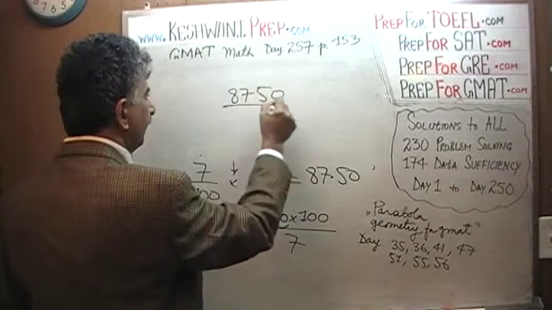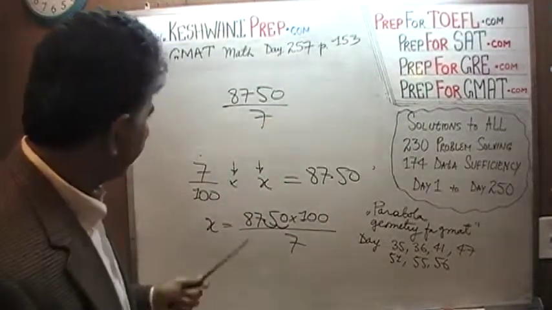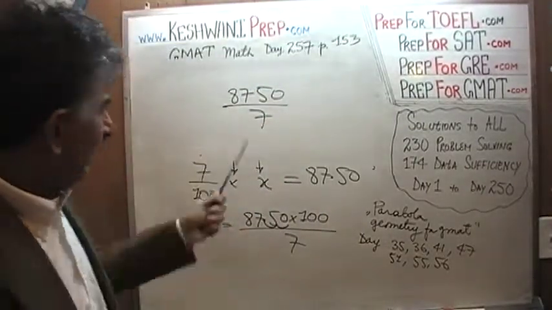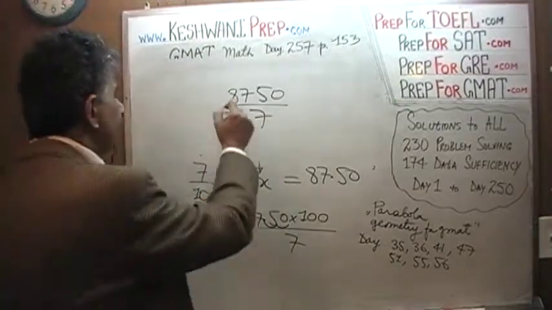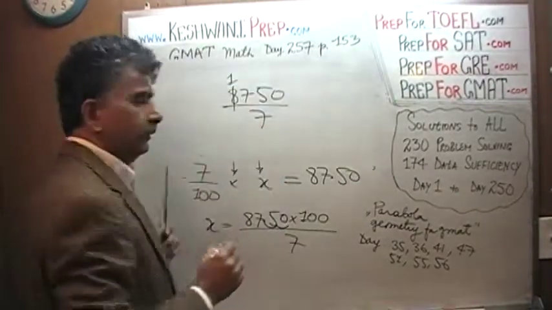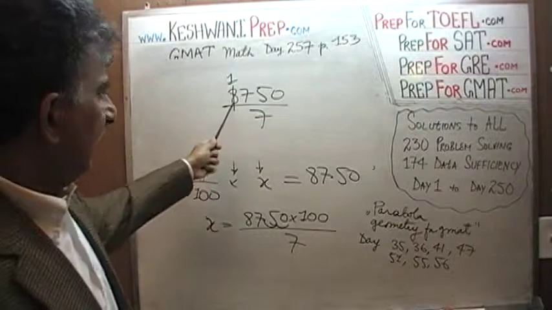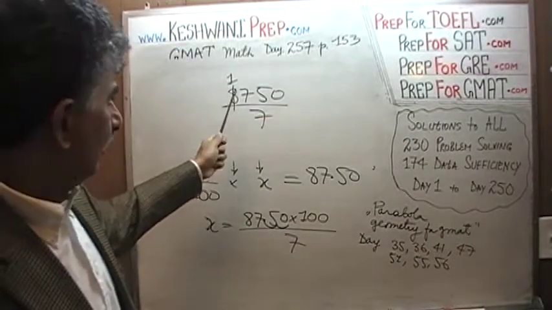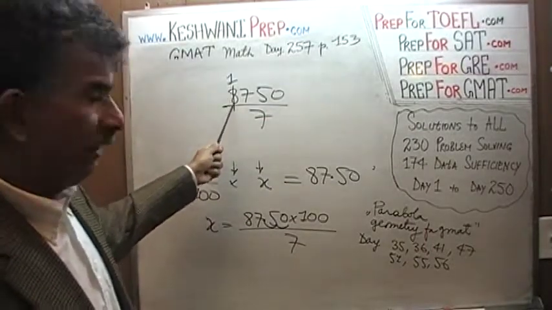$8,750 divided by 7. How many sevens in an 8? 8 has 1 7. Okay, listen carefully. How many sevens in an 8? 8 has 1 7. What happens to the remaining one?